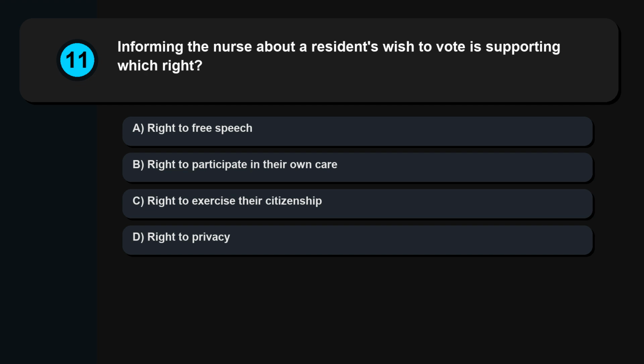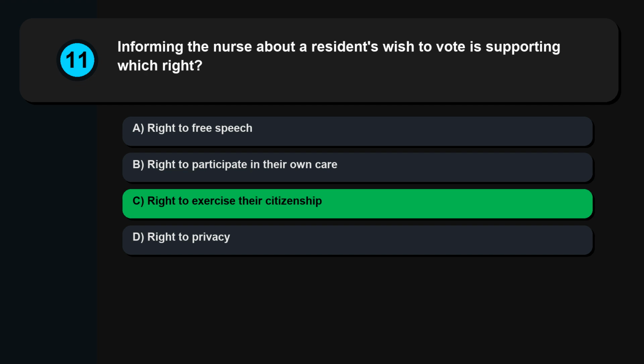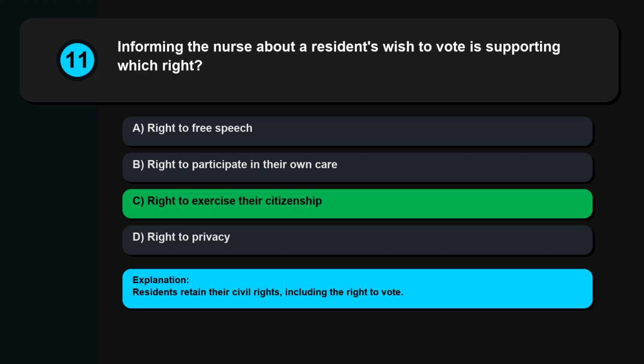Question 11. Informing the nurse about a resident's wish to vote is supporting which right? Right to free speech, right to participate in their own care, right to exercise their citizenship, right to privacy. Residents retain their civil rights, including the right to vote.